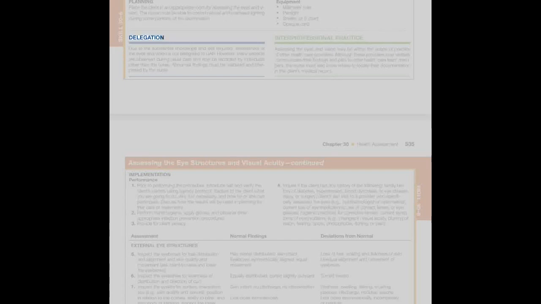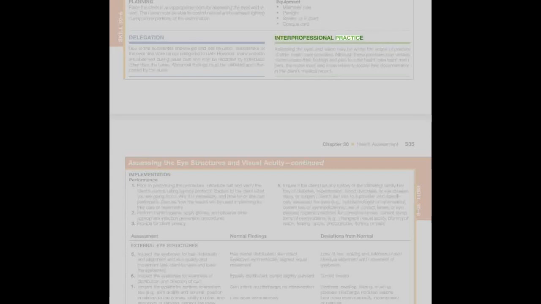Delegation. Due to the substantial knowledge and skill required, assessment of the eyes and vision is not delegated to UAP. However, many aspects are observed during usual care and may be recorded by individuals other than the nurse. Abnormal findings must be validated and interpreted by the nurse.